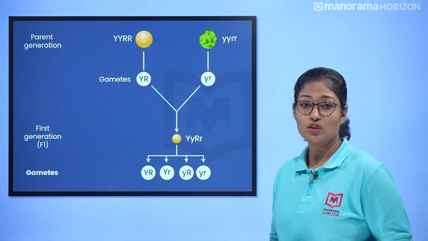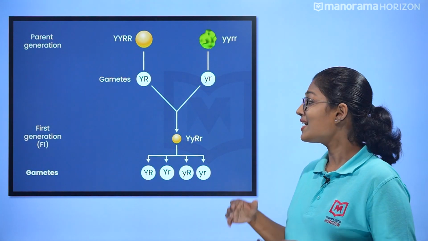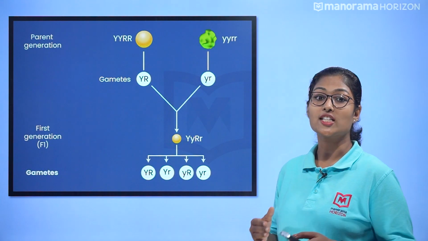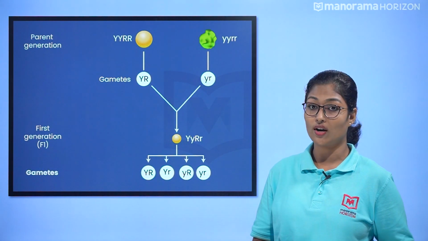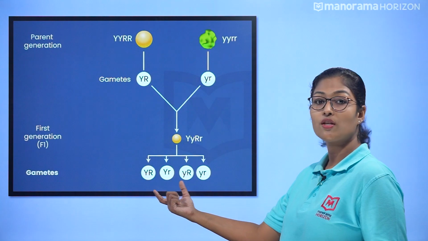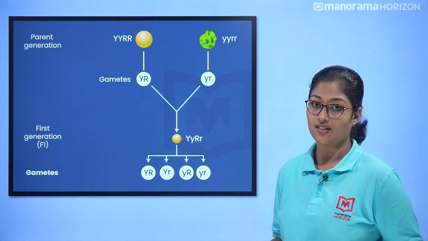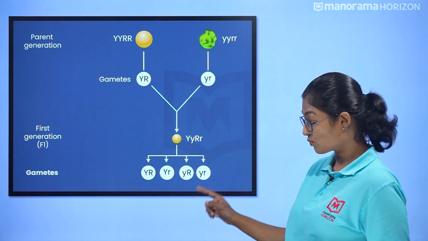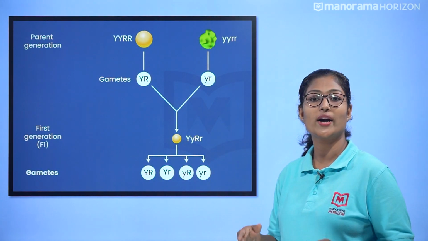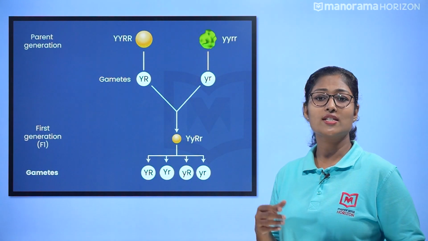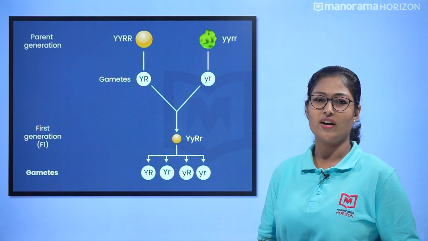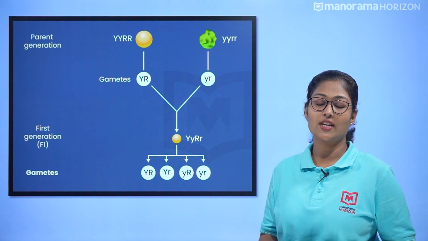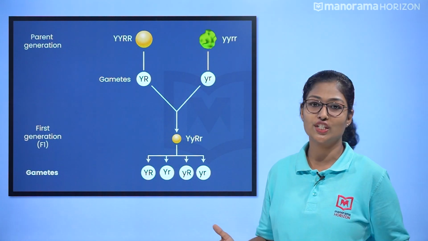To obtain the F2 progeny, the F1 plants are self-fertilized. The F1 plants with genotype capital Y small y, capital R small r produce 4 types of gametes in equal proportions. These are capital Y capital R, capital Y small r, small y capital R, and small y small r. This cross can be represented using a Punnett square. So, what is a Punnett square? It is a diagrammatic representation which helps in the prediction of genotypes.